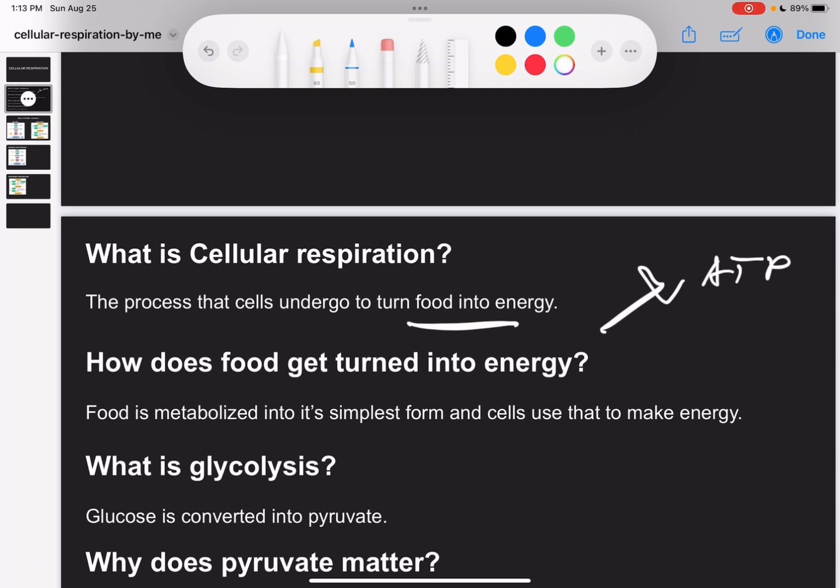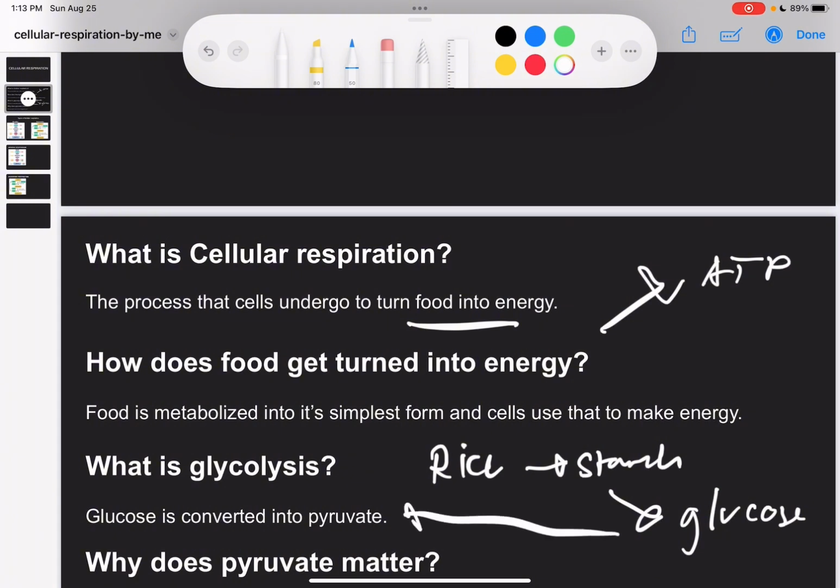Let's work with an example. Rice. Rice is a food containing carbohydrate. It contains starch. Starch is a complex carbohydrate. This starch is turned into glucose. And then this glucose is further converted into pyruvate in a process called glycolysis.